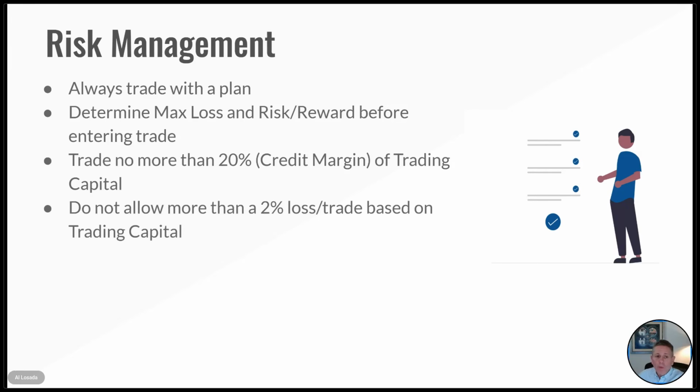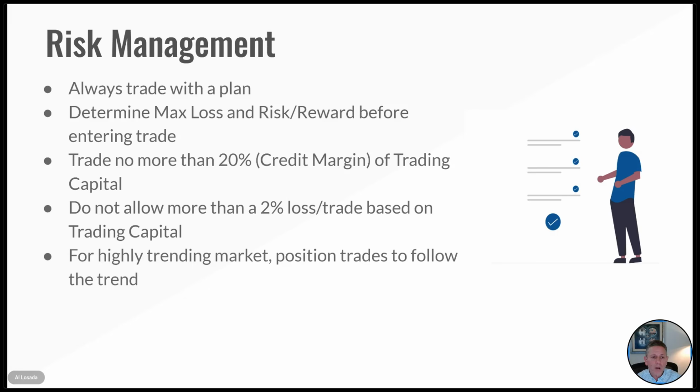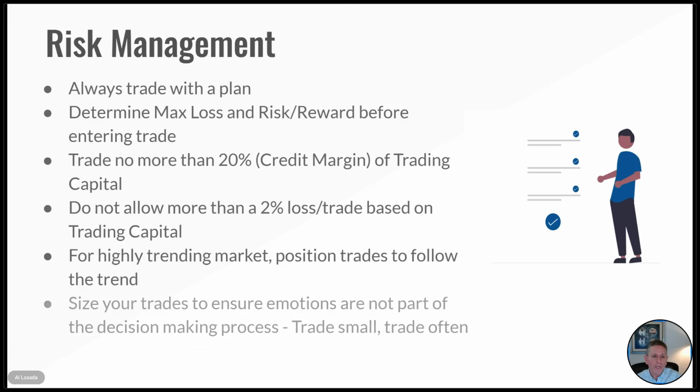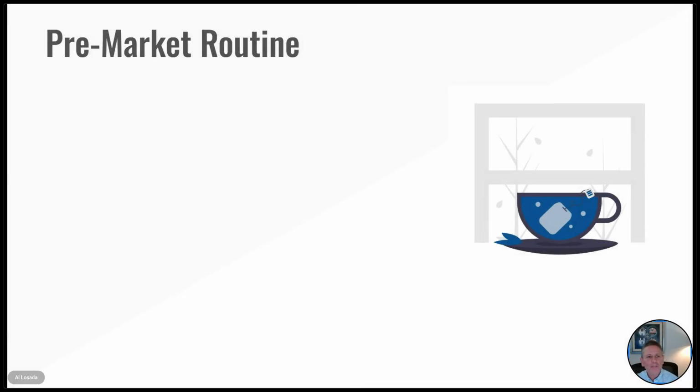Do not allow more than 10% loss based on the capital you have, and a lot of people use 1% as well, but that's really important. And for highly trendy markets, place those trades following the trend. All right, you want to make sure that if you have a put spread, you want the market to go higher, and if you have a call spread, you want the market to go lower. Okay, so size your trades to ensure emotions are not part of the decision-making process. And I always say trade small and trade often, so that you have that expertise, and that way you'll get out of trouble. Okay. All right.